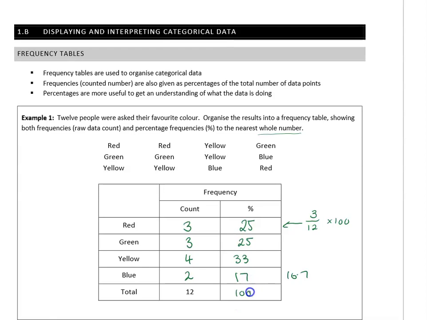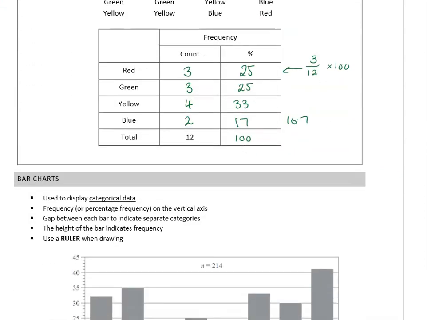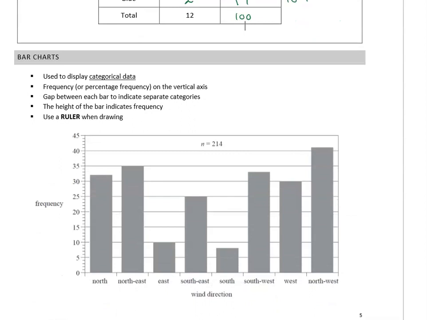Should add up to 100. When you have rounded though, just be aware sometimes you'll get 99, you'll get 101. As long as you're not too far off that 100 mark, you're on the right track. If you've got 110, you need to go back and check your calculations to make sure you haven't made an error in there. So from our frequency table, we then move into displaying that information as a bar chart.